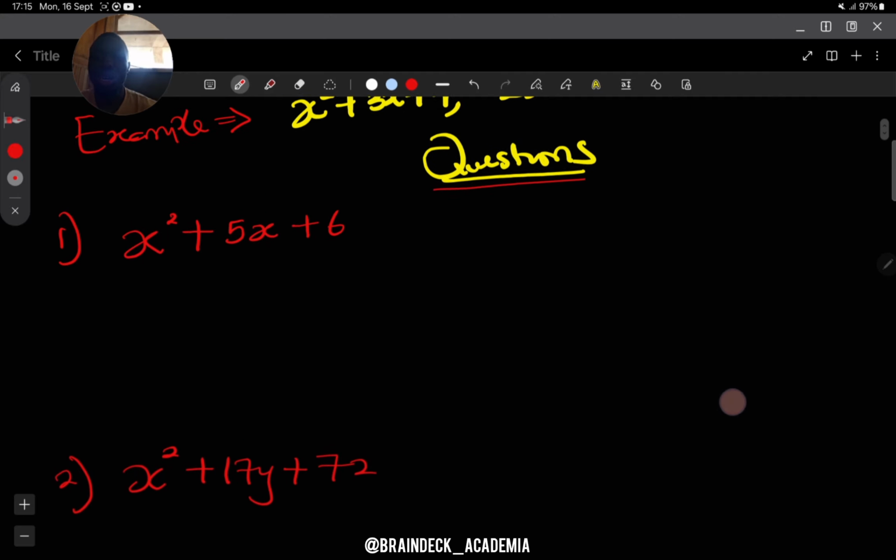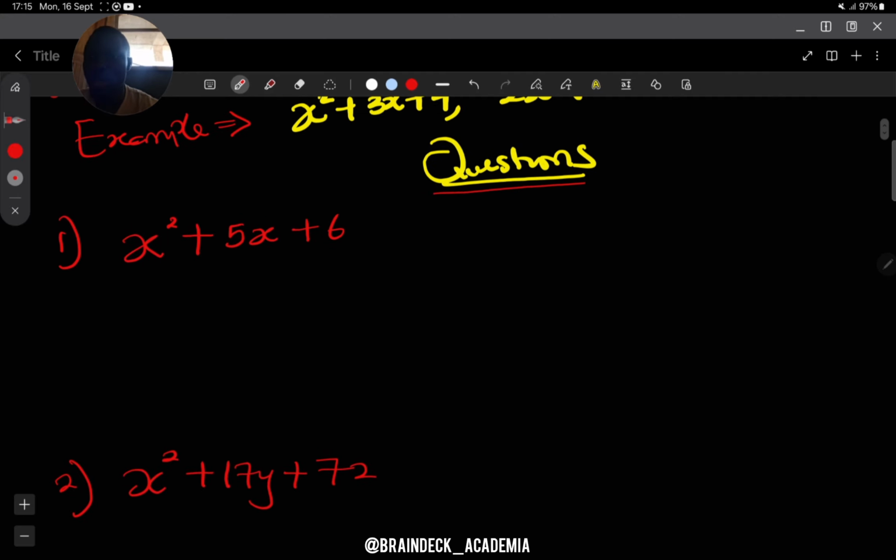Now these questions will ask you to factorize. You'll be asked to factorize this expression. So how do we factorize a quadratic expression? But before I jump straight into that, I want you to know that there are different ways of solving quadratic expressions. There's the factorization method, there's the formula method, there's the graphical method, and there's even the completing the square method. But the method I'm teaching today is the factorization method.